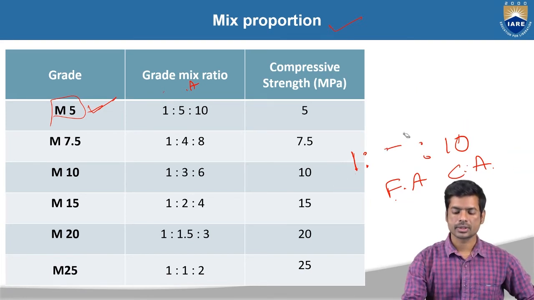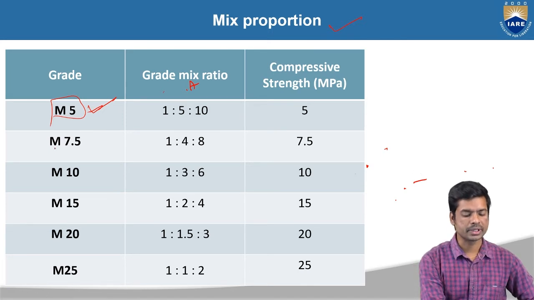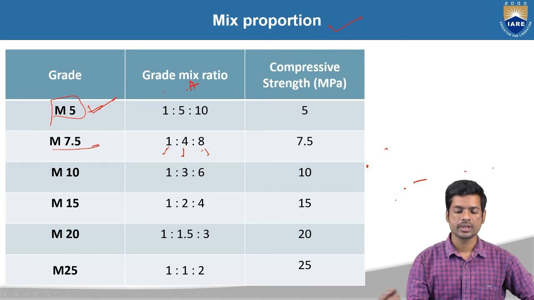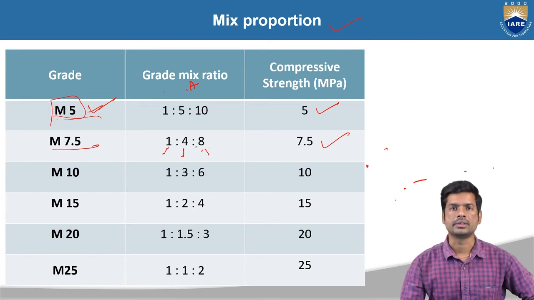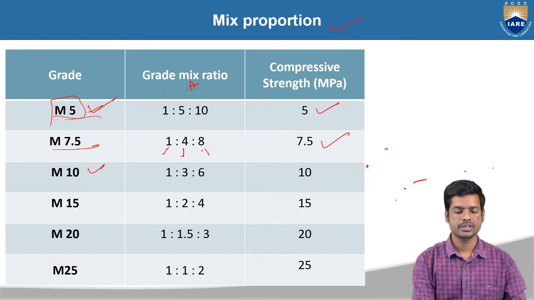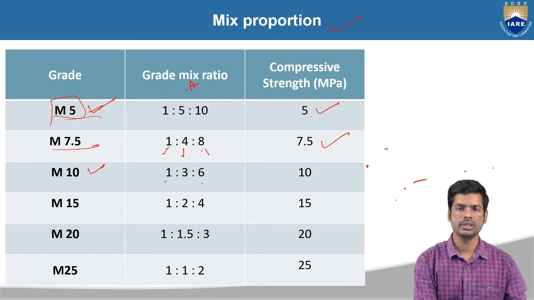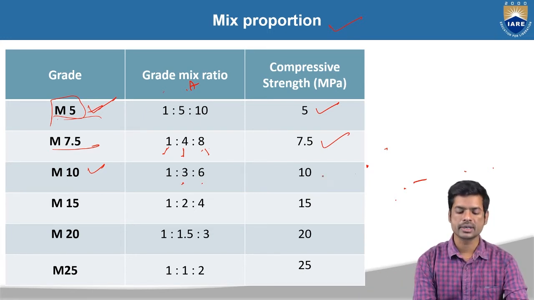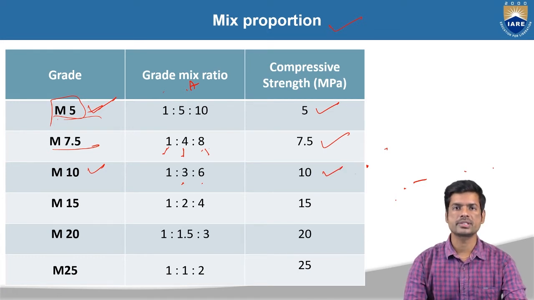Likewise, if you observe other grades, for M7.5 it is 1 is to 4 is to 8. That means 1 unit of cement, 4 units of fine aggregate, and 8 units of coarse aggregate. The compressive strength of the M5 grade is 5 megapascal, that means 5 Newton per mm square. For M7.5, the compressive strength is 7.5. Next, for M10 grade it is 1 is to 3 is to 6: 1 unit of cement, 3 units of fine aggregate, and 6 units of coarse aggregate, and the strength of this M10 grade is 10 Newton per mm square.